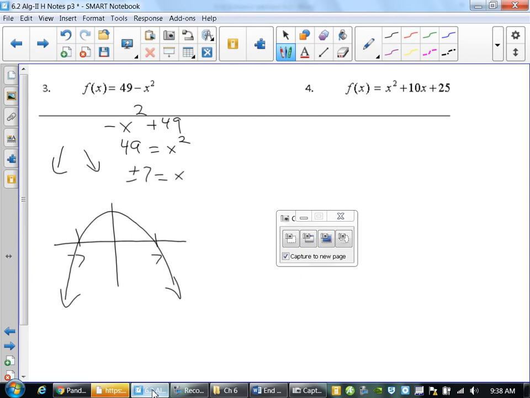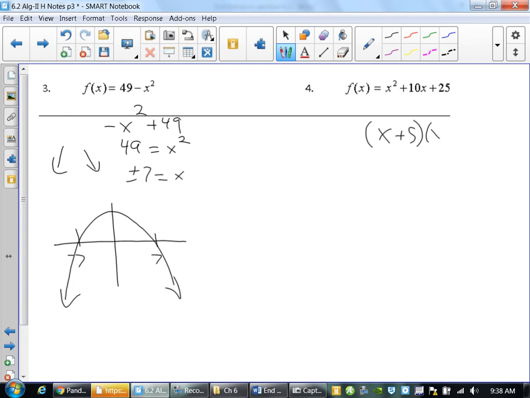Tails up, tails down on 4. Tails are up, first term's positive, exponent is even. So what times what's 25 you add together to get 10? 5 and 5. So this works out to be x plus 5, x plus 5.